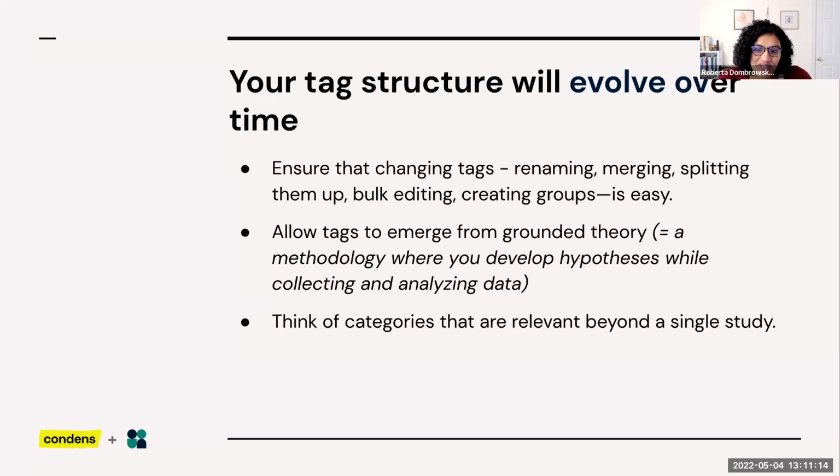You also want to look at the tags that start to emerge from grounded theory. For those unfamiliar with grounded theory, it's a research methodology where you develop your hypothesis while you're actually collecting and analyzing data. So as you're going through, building your taxonomy, you can start to create new tags. New tags will emerge from the data, from the hypotheses that you uncover over time from the information.